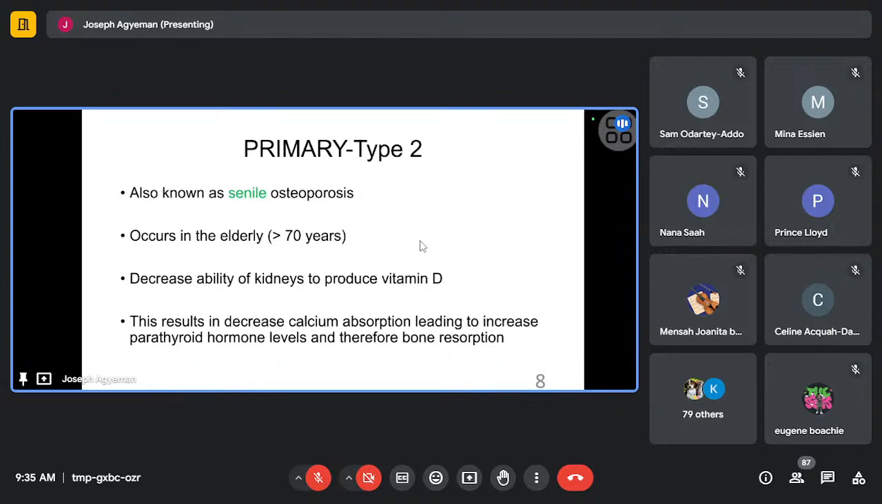This leading to hypocalcemia will lead to secondary hyperparathyroidism. You learned this when you were doing kidneys, CKD. And parathyroid hormone, when it is out, again, will stimulate your osteoclast, and that will lead to bone resorption. So if you get osteoporosis because of your age, then it is termed the primary type 2 or the senile type of osteoporosis.